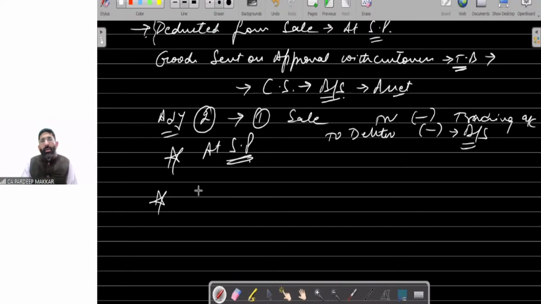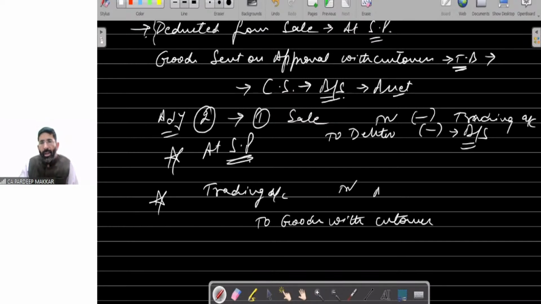Second treatment, what will be the second treatment? It will be assumed as a stock. So how to treat it? Trading count debit, to goods with customer, at cost price. So that means it will go to trading count credit side. Sorry, I have made a wrong entry. It is to be reversed. Just wait.